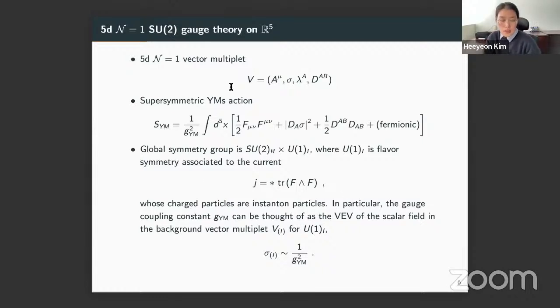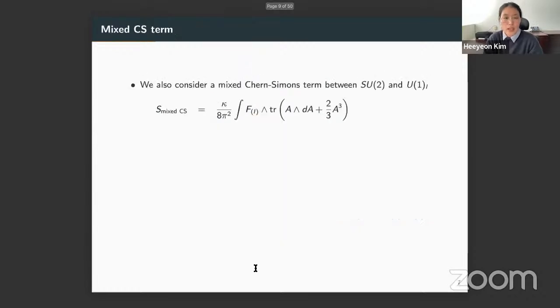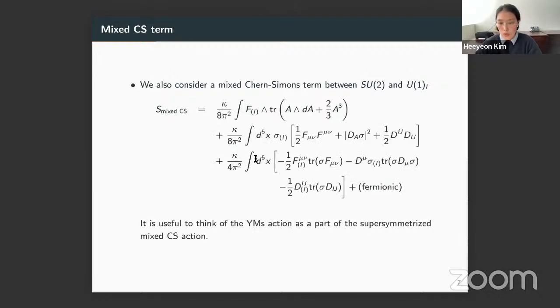In particular, the gauge coupling constant that I wrote here can be thought of as the vacuum expectation value of the scalar field in the background vector multiplet for this U(1)_I symmetry, with the identification in the following way. And we can also consider a mixed Chern-Simons term between the gauge group SU(2) and this U(1)_I flavor symmetry, which can be roughly written in the following way, which can be supersymmetrically completed with the following additional terms.